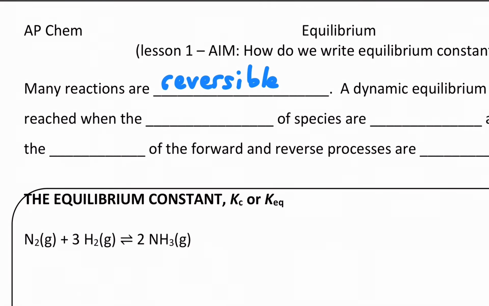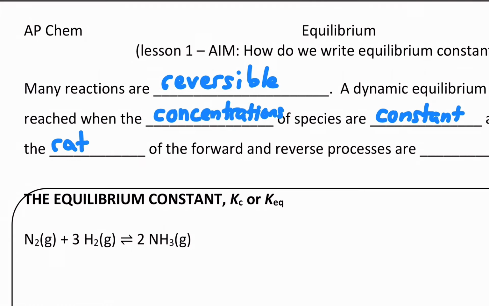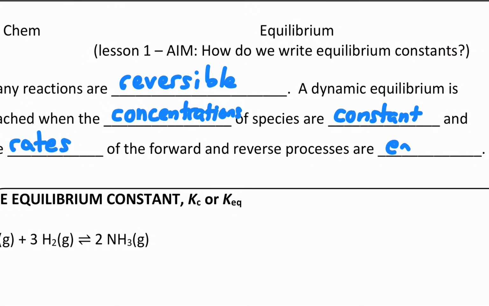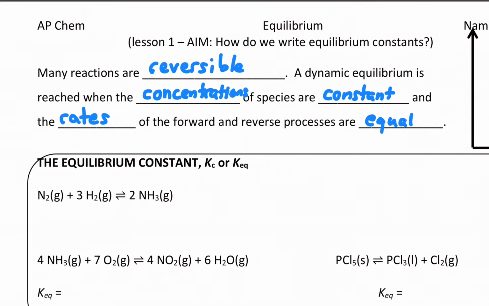We reach what's called a dynamic equilibrium when the concentrations of species are constant, so not changing over time, but when the rates of the forward and reverse processes are equal. I can't stress this enough. People often misconstrue these two things.